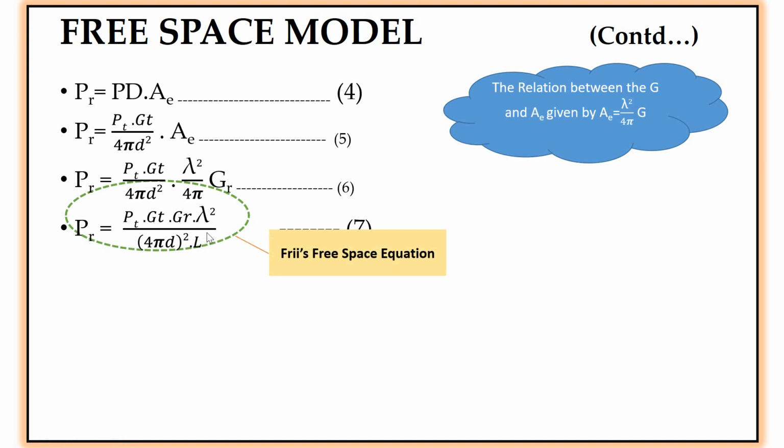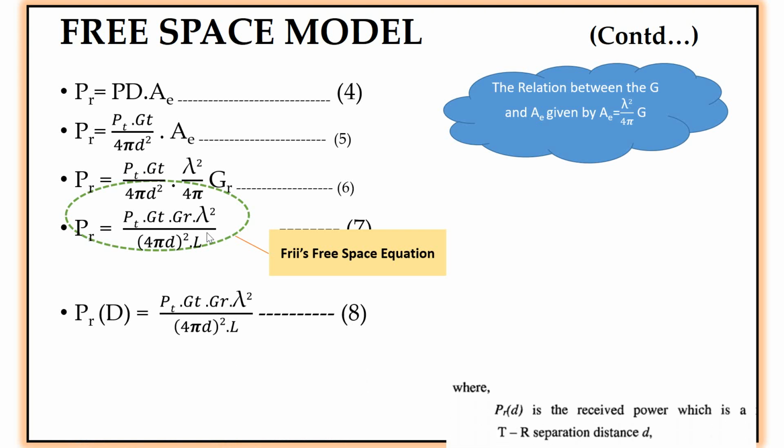Learn it by heart once. So what is the free space equation? Note it down. It is nothing but the received power is equal to PT GT GR lambda square divided by 4 pi d squared into L. So again, I'm formulating the received power once again. The received power is equal to, I've just copied the equation as such.